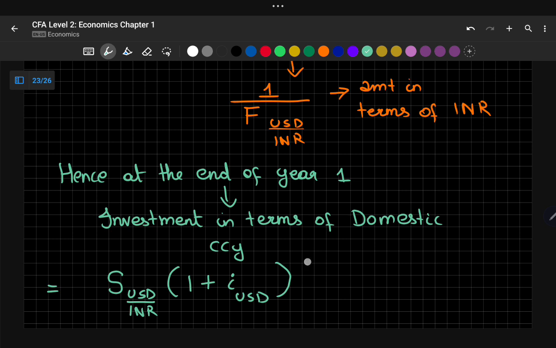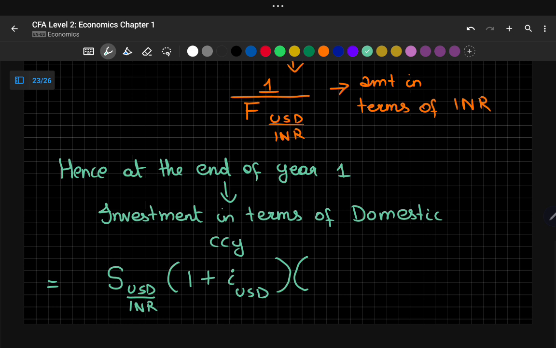I want to convert it back to INR, but the exchange rate at which I would be converting it back is already set at the beginning of the contract, at the beginning of the investment, and that is the forward rate. But the forward rate is in terms of USD currency. So to get it in terms of INR, I have to use the inverse, that is 1 by F of USD to INR. So this is the final equation that will give the return in terms of INR after 1 year. Okay, so this is the return from the second option, that the investor chose.